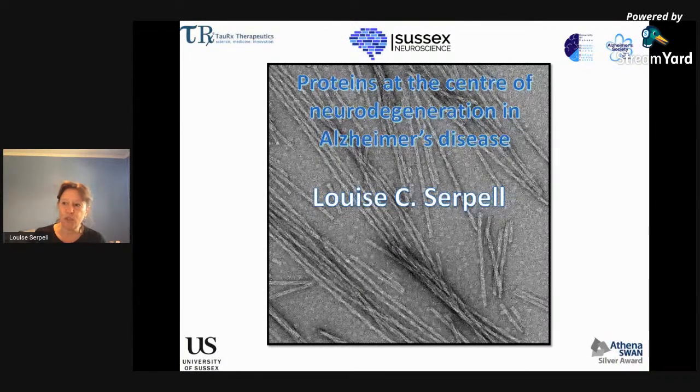So what I want to talk to you today about is our perspective on looking at neurodegeneration in Alzheimer's disease. So as a protein structural biologist for a long time in my career, we look at things in a very protein-centered way. And what you can see here in this very first slide is some paired helical filaments that are formed by tau in Alzheimer's disease.